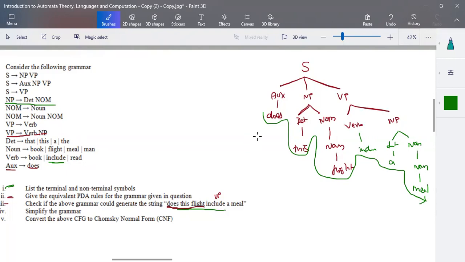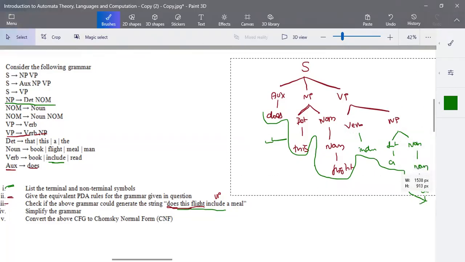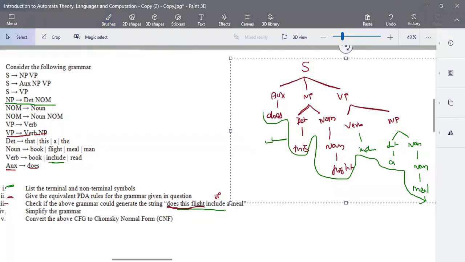of a grammar. Okay, so we are able to derive the string. Does this flight include a meal? So it is done. Okay, good. Now this step is also done. Third question is also done. What is the next thing that you want to do?